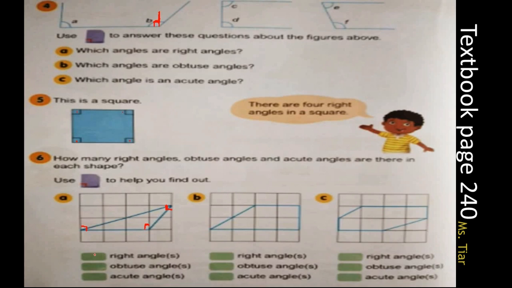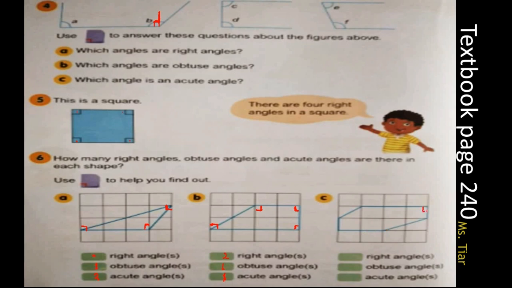So do we have right angles? No, we do not have any. How many obtuse angles? We have 1. How many acute angles? We have 2. Question B. Let's check this one. Oh, look at this one. This is a right angle, another right angle. This is more than a right angle. This is smaller than a right angle. So how many right angles here? We have 2. How many obtuse? We have 1. How many acute? We have 1.